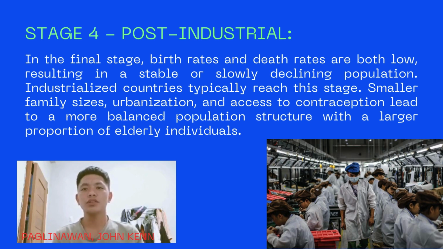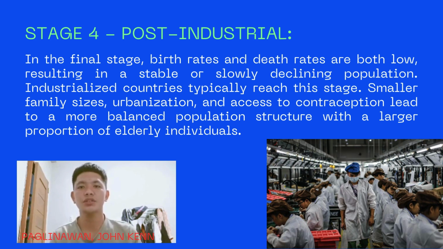Stage 4, Post-industrial. In the final stage, birth rates and death rates are both low, resulting in a stable or slowly declining population. Industrialized countries typically reach this stage. Smaller family sizes, urbanization, and access to contraception lead to a more balanced population structure with a larger proportion of elderly individuals.